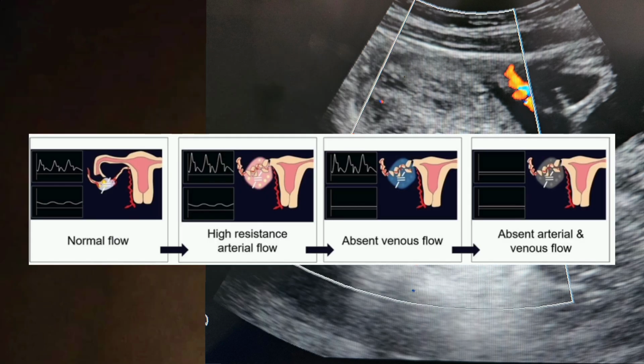The findings of Doppler ultrasound are very important. In mild cases, there is high resistance arterial flow, while in moderate cases, there is usually absent venous flow, and in severe cases, there is absent arterial and venous flow. So the ovary can be saved with surgical procedures if the diagnosis is made at an early stage, and if there is absent arterial and venous flow, the ovary cannot be saved even with surgical procedures.